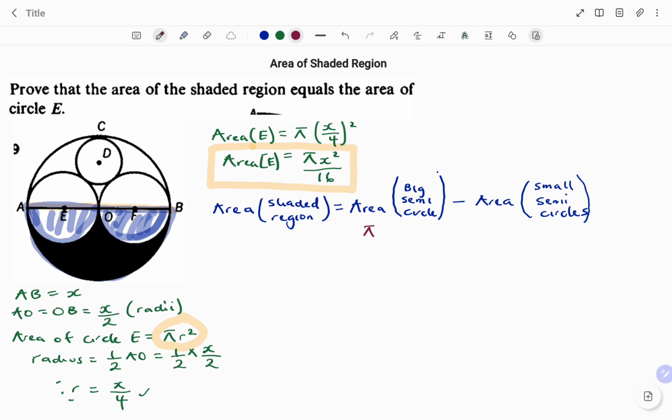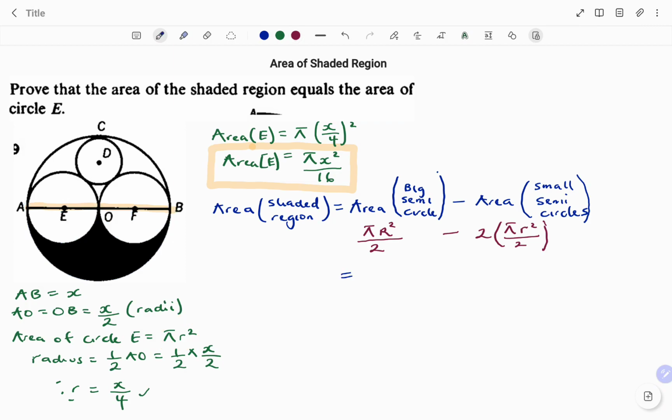I have that as pi r squared. I'm going to use my capital R for my radius because it's the big semicircle. I'll divide that by 2, minus the area of the 2 small semicircles. So I have the first one, that's 2 times pi, I'm going to use my small r squared over 2 as the formula.